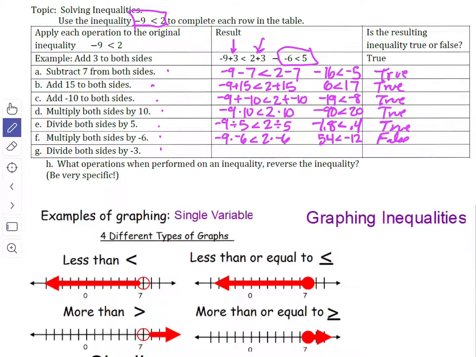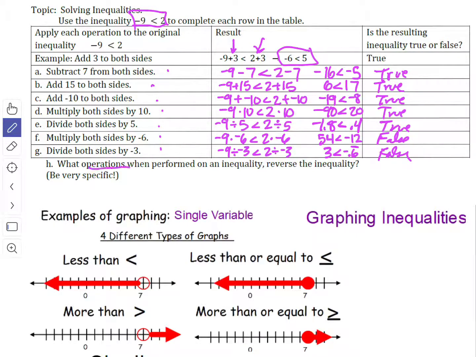Okay, divide both sides by negative 3. Negative 9 divided by negative 3 is a positive 3. 2 divided by a negative 3 is negative 2/3, which is negative 0.6 repeated, which 3 is definitely not less than, so again, false.